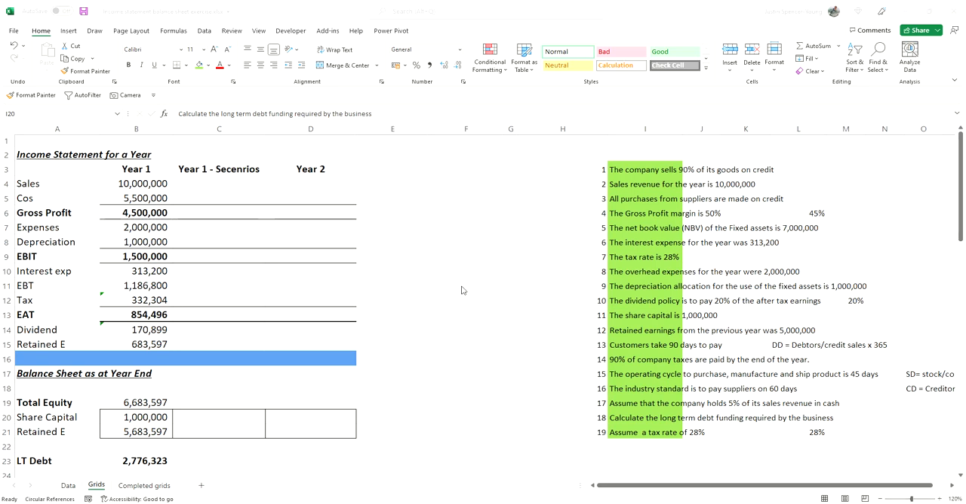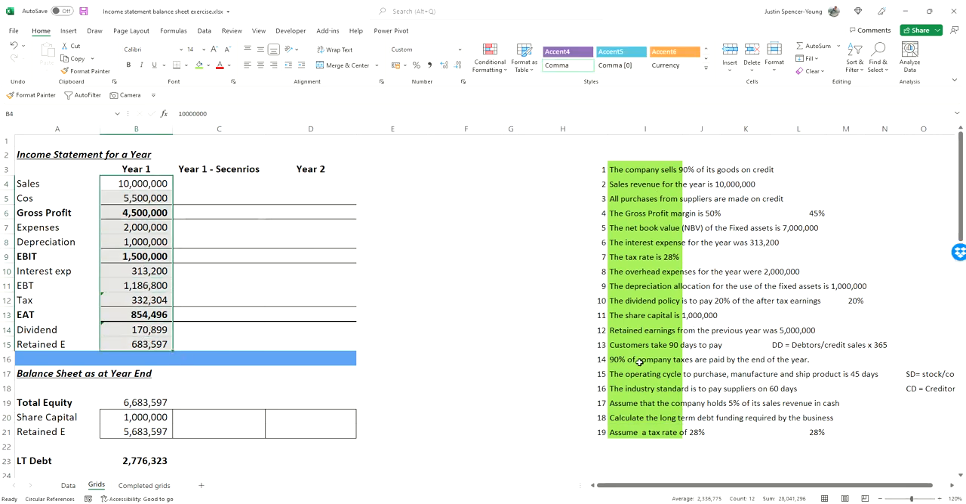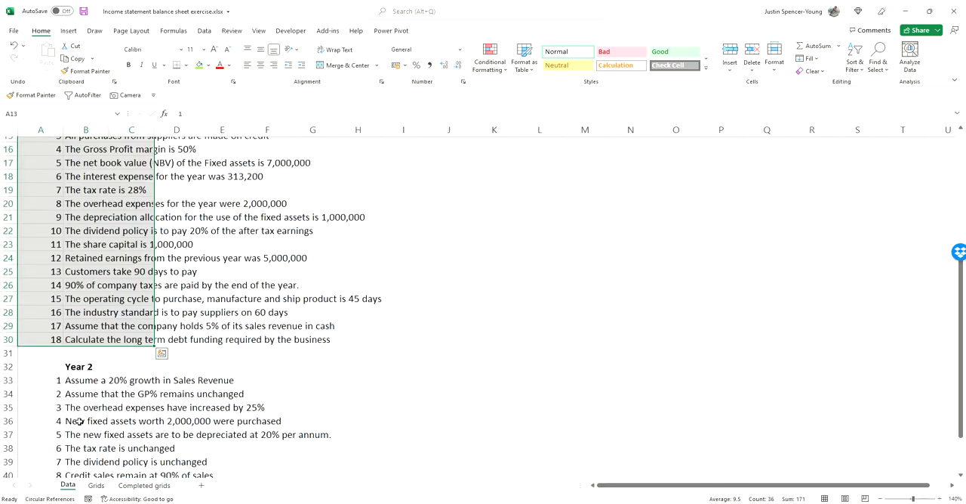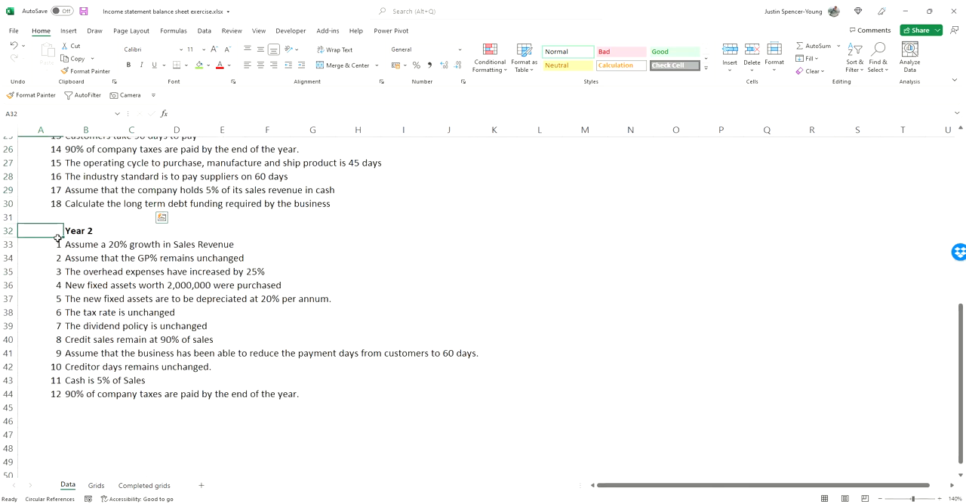Right, welcome back. This is going to be part 2 of our income statement balance sheet introduction exercise. We completed part 1 where we used all the data to complete the income statement and the balance sheet, and we solved for the debt to find out the debt required to balance the balance sheet. Moving on to the data for year 2, let's copy that information.